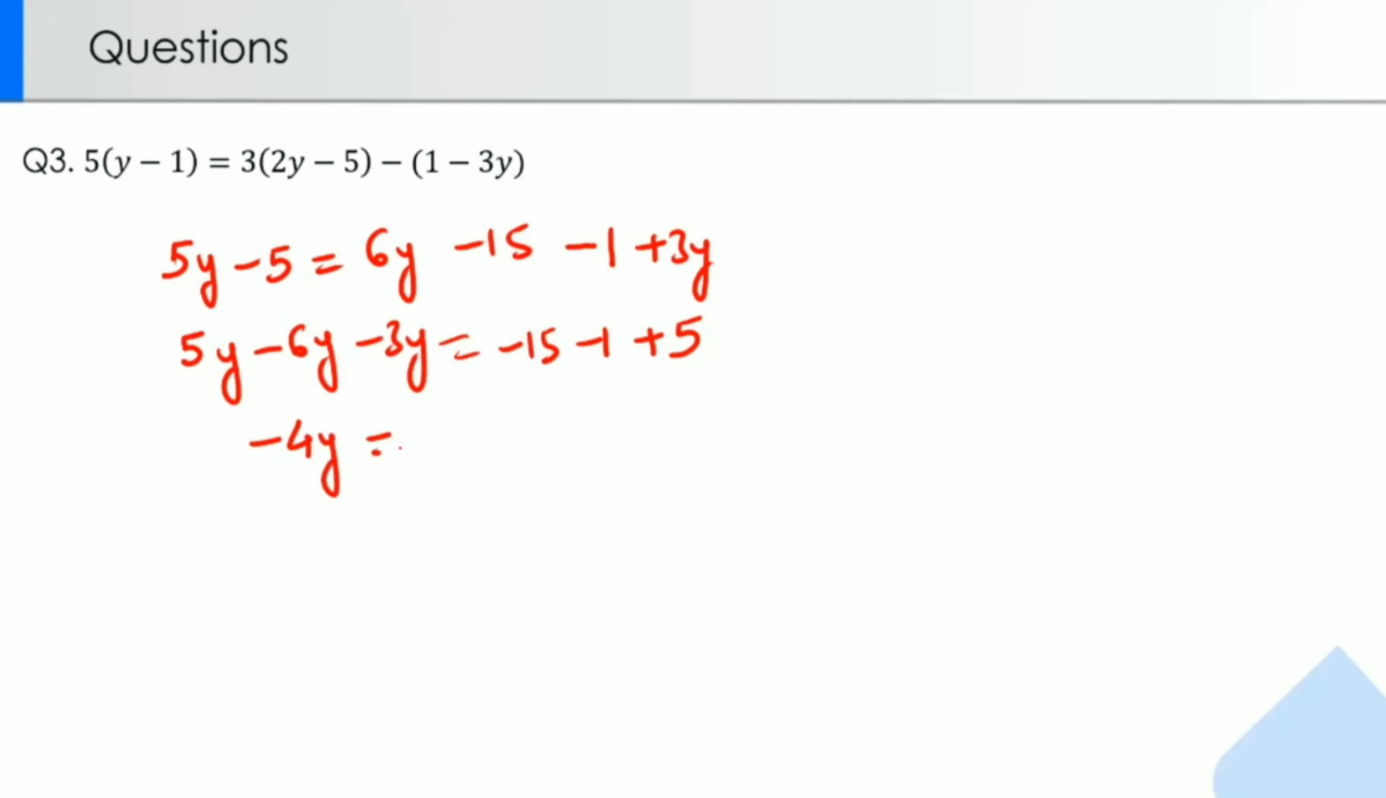So 5 minus 6 is minus 1, minus 1 minus 3 is minus 4. So I got minus 4y here. Minus 15 plus 5 is minus 10, minus 1 is minus 11. So I got y equals 11 over 4. So this is the value of y.